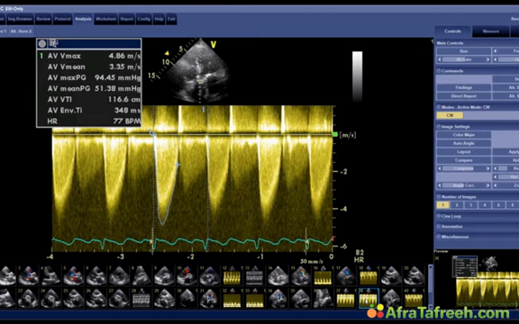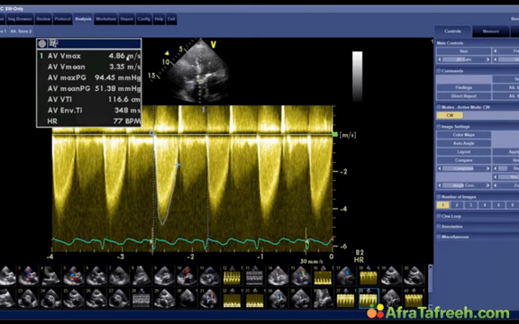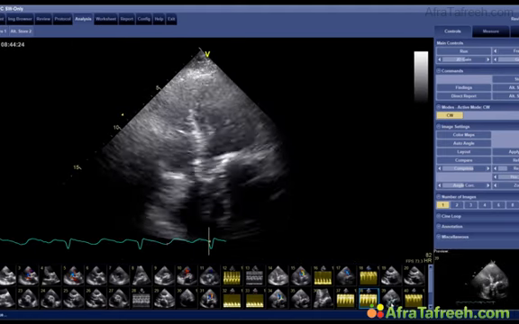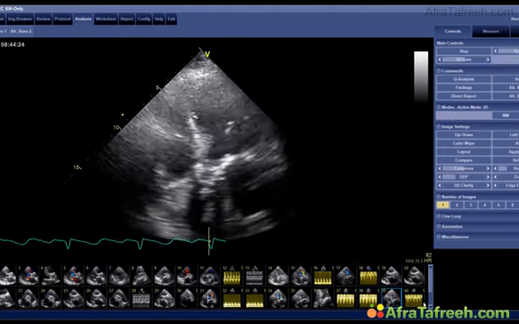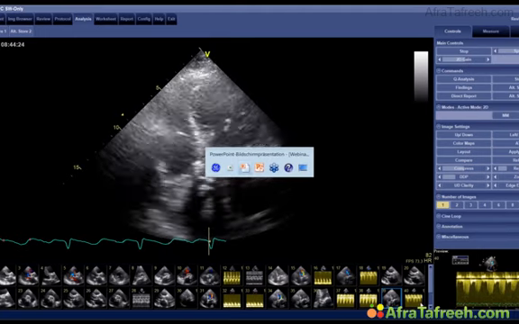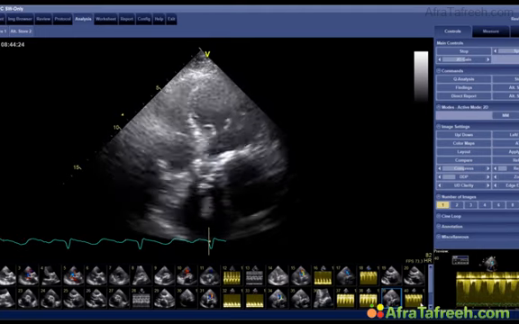And now the gradients. 4.9 meters per second. That adds up to a maximal gradient of 94 millimeters mercury, very, very high again. Maybe not as high as in the first case, but still very high. A mean gradient of 51 millimeters mercury. And now you have to answer the following question.